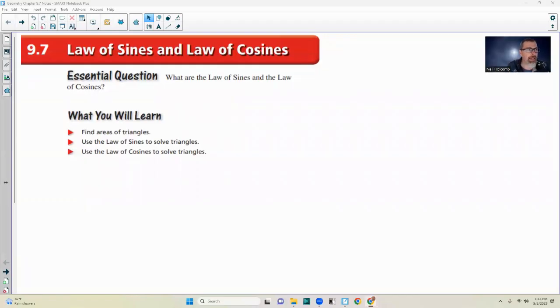Okay, so this is the end of chapter 9, section 9.7, law of sines and law of cosines. Don't break the law. Essential question: what are the law of sines and the law of cosines?